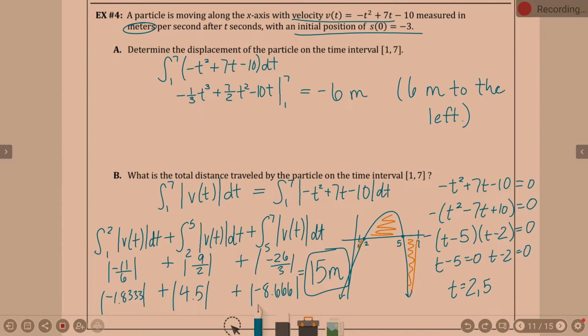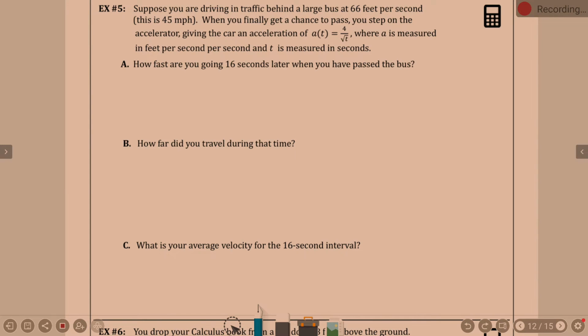Are we ready for example 5? Suppose you are driving in traffic behind a large bus at 66 feet per second. This is 45 miles per hour. So nice of the prompt to tell us this. When you finally get a chance to pass, you step on the accelerator, giving the car an acceleration of 4 over the square root of t, where a is measured in feet per second squared and t is measured in seconds. How fast are you going 16 seconds later when you have passed the bus?